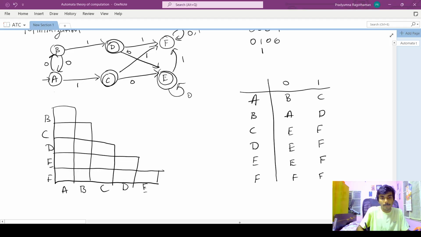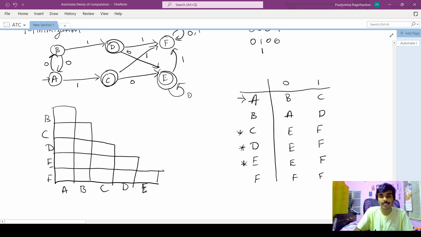Now we have to mark the cells with a cross mark to indicate that the corresponding states are not the same. The first rule that we will follow in the table filling algorithm is that we'll see which are the final states. Here E is a final state, D is a final state, and C is a final state, and A is an initial state. So now let us start the first step. We have C as a final state.